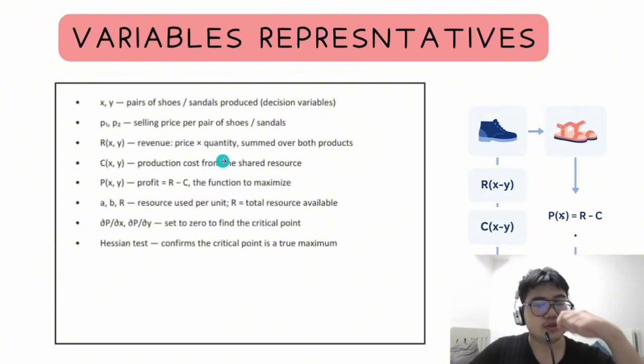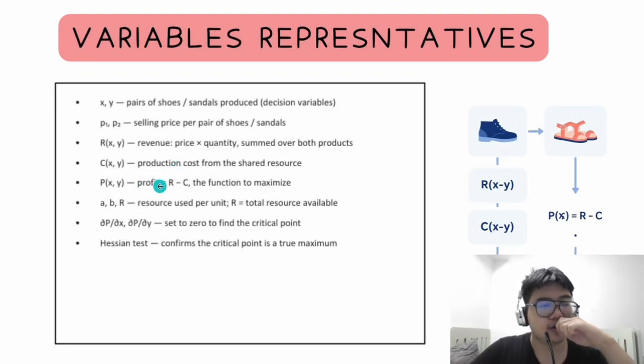To make this clearer, let's recap what each symbol in the model represents. X and Y are the number of pairs of shoes and sandals, the variables we choose. P1 and P2 are the selling prices per pair of shoes and sandals. R(x, y) is the total revenue. C(x, y) is the total production cost.